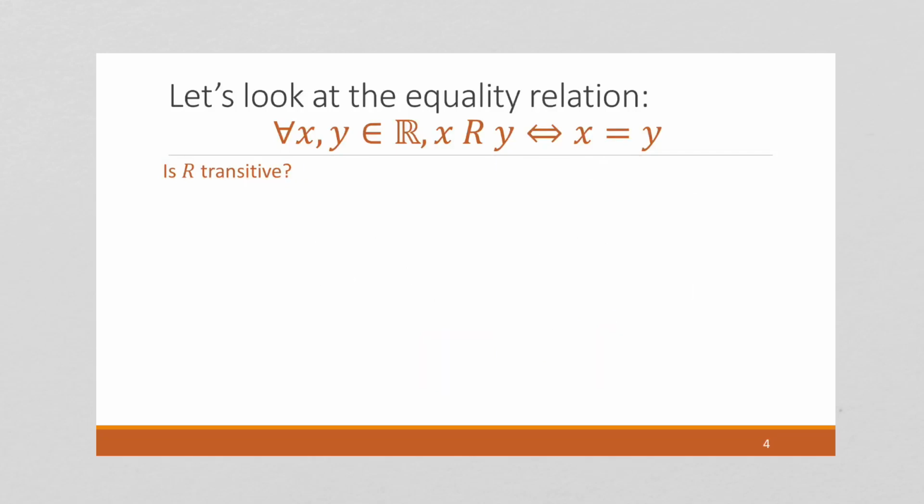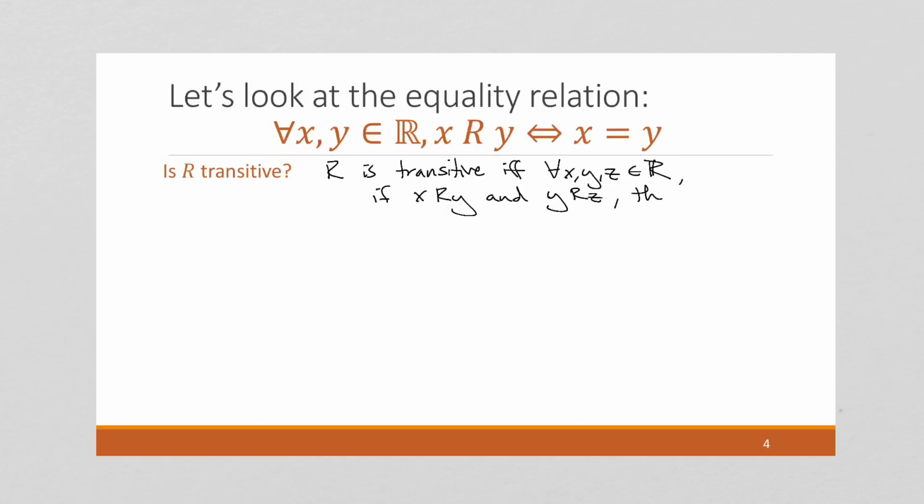How about transitivity? Is the equality relation transitive? Well, again, recall, we're going to say R is transitive if and only if for all x, y, and z in the real numbers, because that's our domain, if x is related to y and y is related to z, then x is related to z. Is that true for equality? Yes.